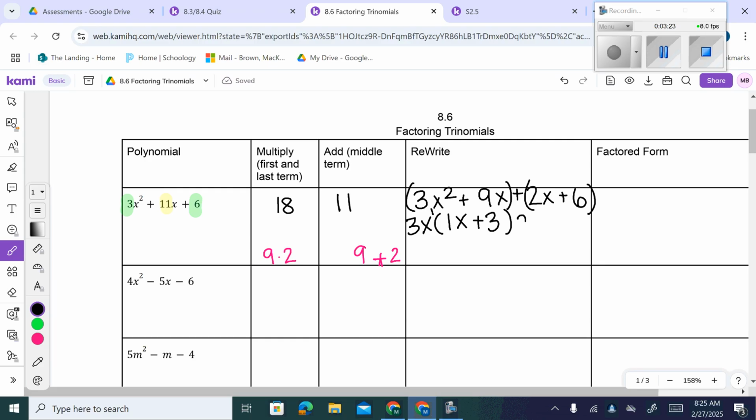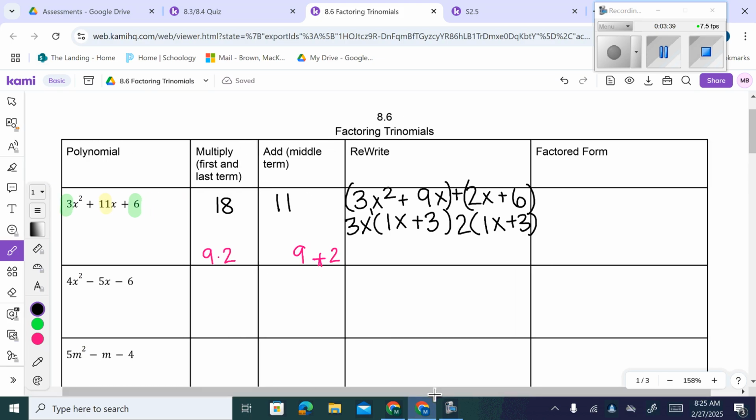2. Can I take out any x's? No. What's 2x divided by 2? 1x. What's 6 divided by 2? 3. How do you know you're on the right track? They match. Can you leave it like this? No. So when I write it in factor form, I'm going to have 3x plus 2 and then 1x plus 3.